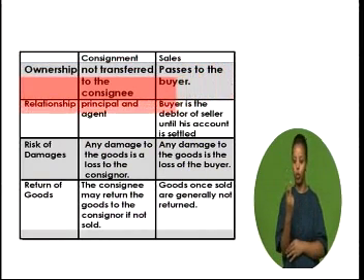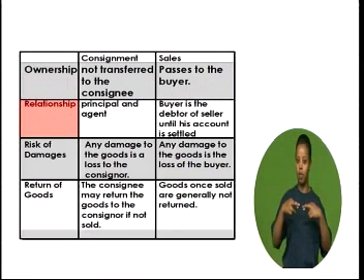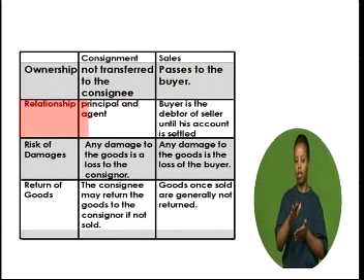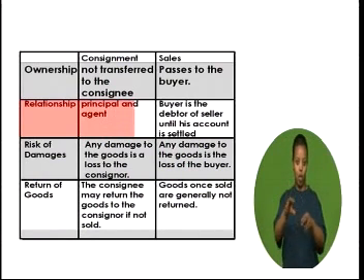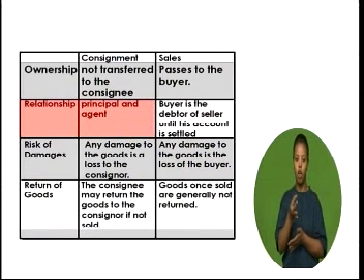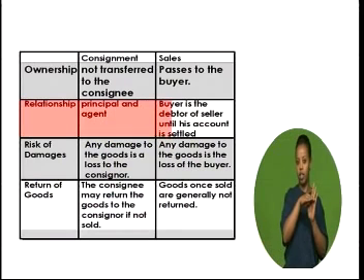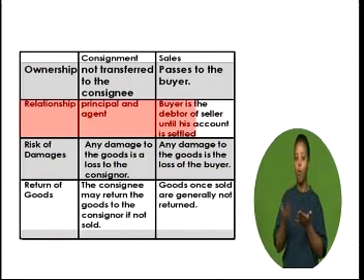2. Relationship. Consignment: the relationship between consignor and consignee is that of principal and agent. Sales: the buyer is the debtor of the seller until his account is settled.